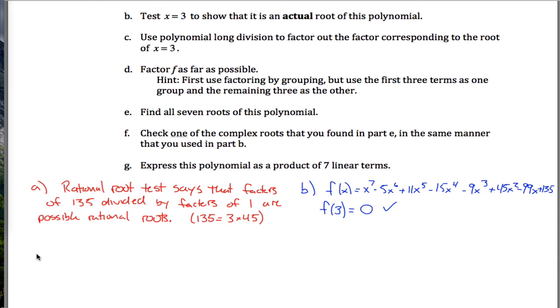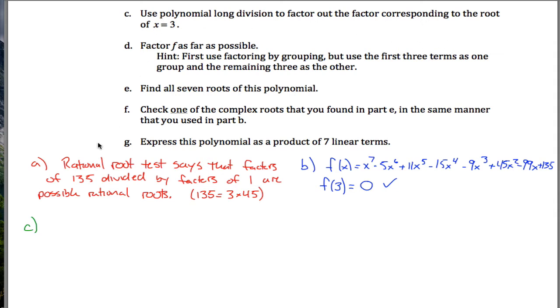Use polynomial long division. So maybe I'll do that over here, to factor out the factor corresponding to this root. It's a little bit wordy, but what it's trying to say is divide x minus 3, be careful there, it's not x plus 3, into x to the 7th minus 5x to the 6th plus 11x to the 5th minus 15x to the 4th. I really should have chosen a smaller polynomial. Minus 9x cubed plus 45x squared minus 99x plus 135.